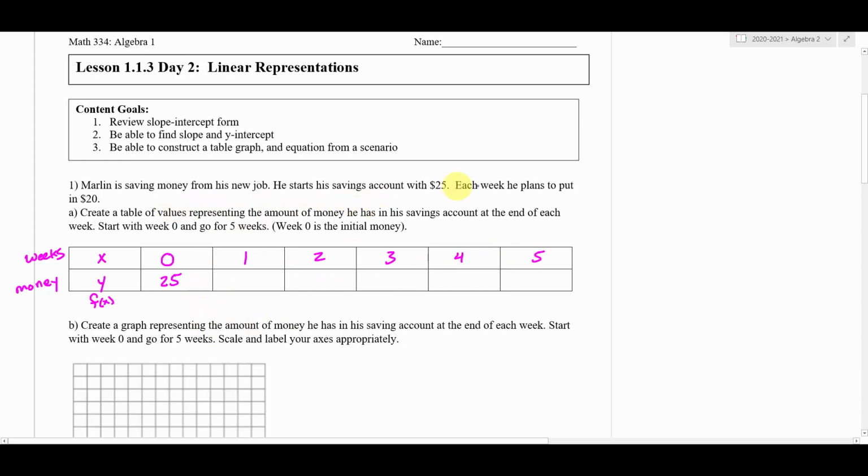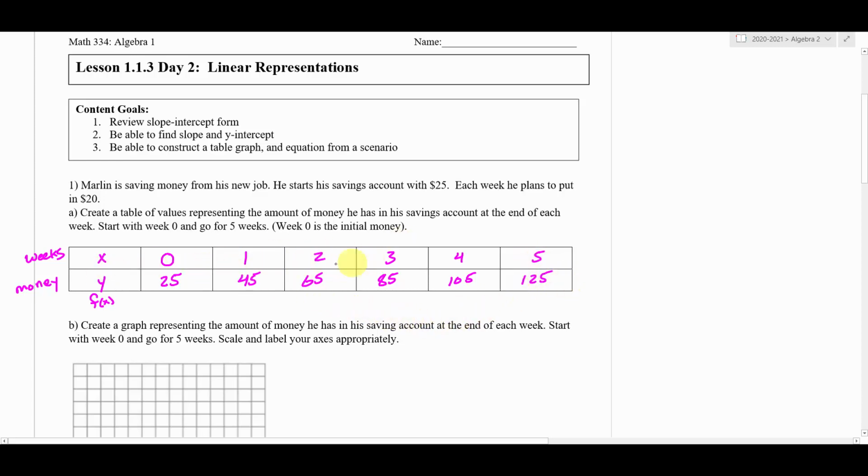And it says that each week he plans to put in $20. So he's taking $20 from his paycheck and he's putting it into the savings account. So after he works 1 week, he takes $20 and he puts it in the savings account. But he had 25 in there from the week before. So if we do 25 plus 20, we're going to get $45 here. And then each week he adds 20 more. So this will be 65 here after week 2. And then 20 more would give us 85 after week 3. And then 105. And then 125 at the end of week 5.